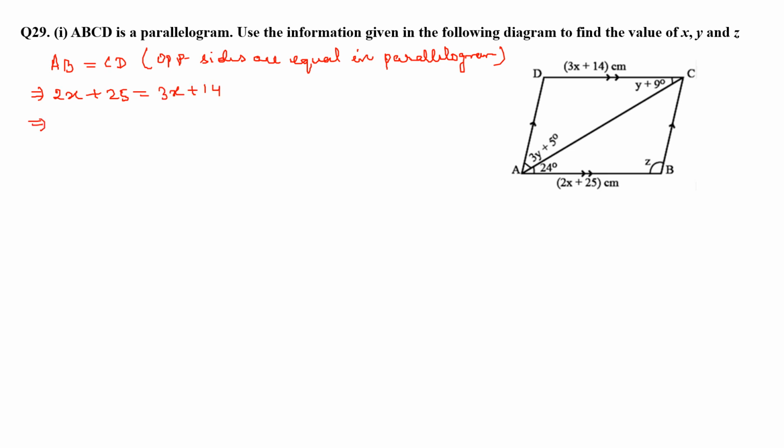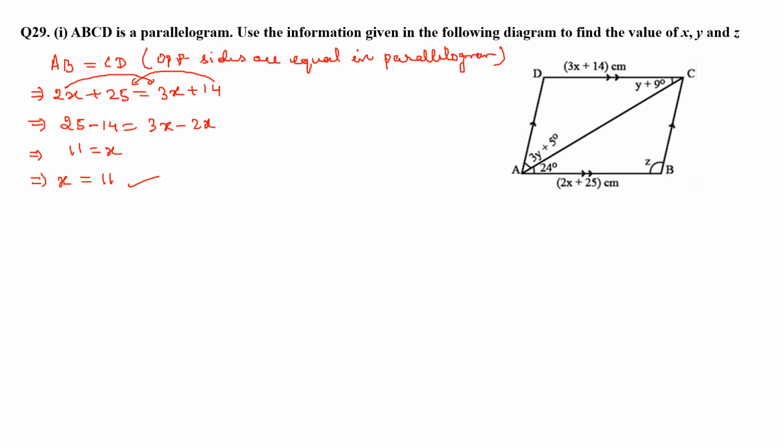And now transpose it. So I am transposing 14 from RHS to LHS and 2x from LHS to RHS. So 3x minus 2x. So from here you will get 11 equal to x. So the value of x is 11. Okay, so one answer I got. Now next I am going to find the value of y.